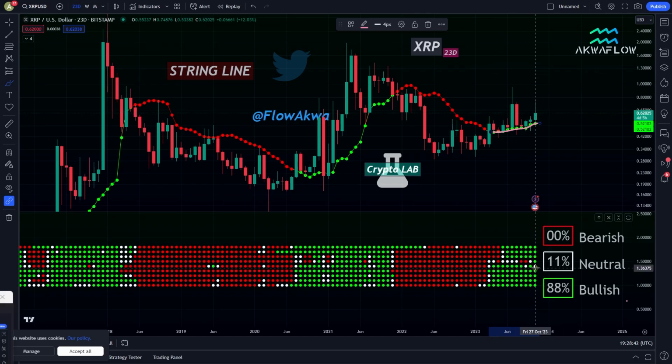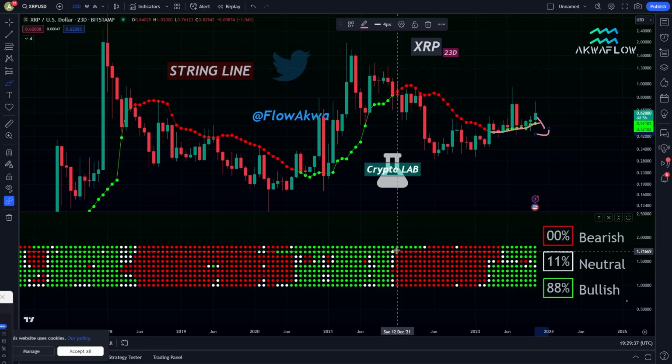In addition, we have only one point that is not green, which is really bullish in my opinion. So unless XRP starts to go below the green line, the string line, right? Just stay calm and let's wait for the bounce.